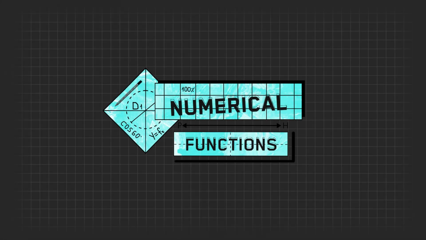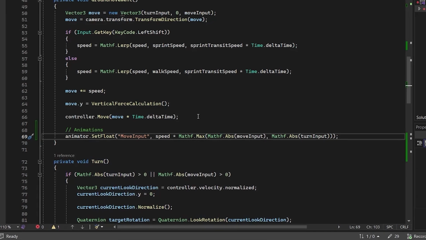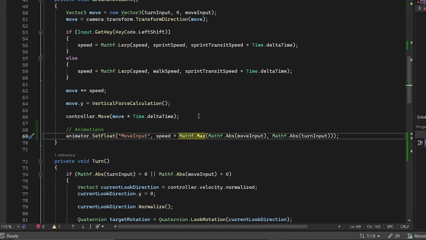Next, let's cover numerical functions, which are used to perform various operations on numbers. These include functions like min and max, which require two arguments and return the minimum and maximum number between them. We use these in our character controller script to check if the player is receiving input in either direction or moving forward. Another useful function we used in this script is mathf.abs, which returns the absolute value of a number, effectively removing the sign and giving you the positive value, which helps to check if the player is providing input.